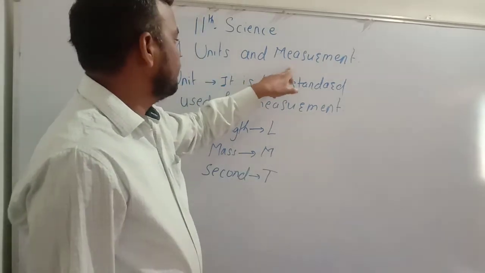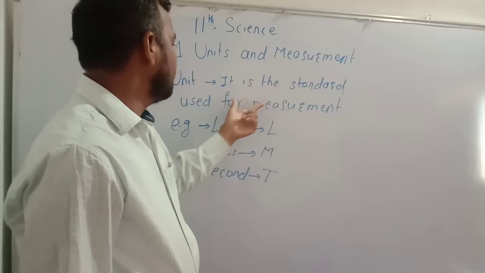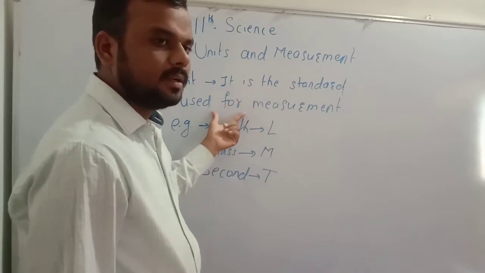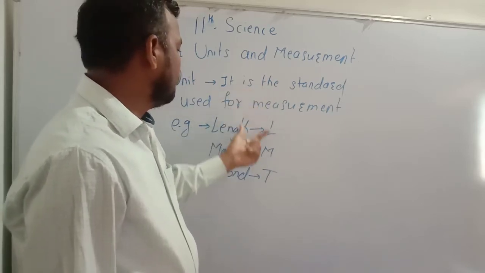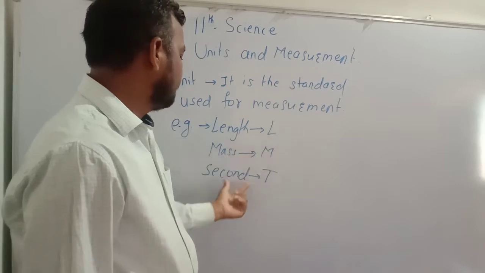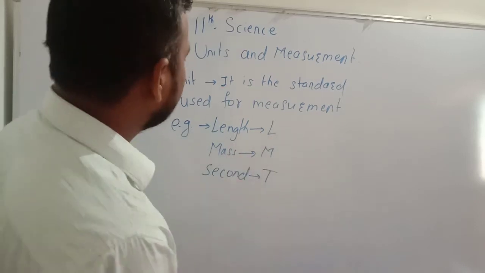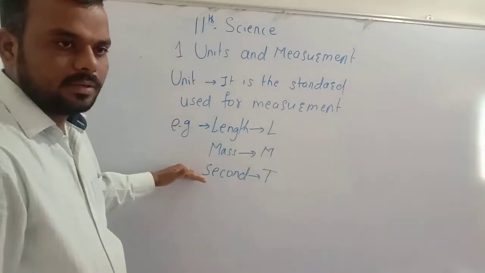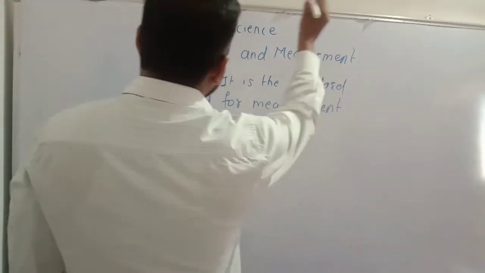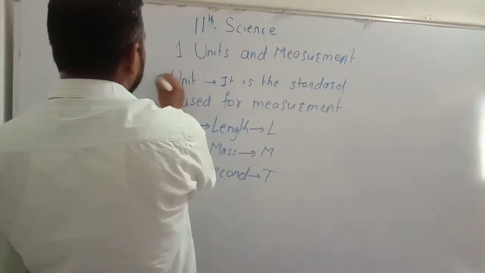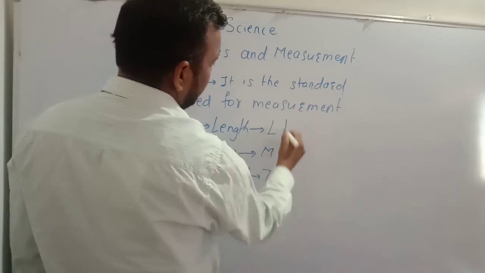Unit is the standard used for the measurement. Length L, mass M, and second is the T. This is all about the unit. This is my first point, unit, and there is the next point.